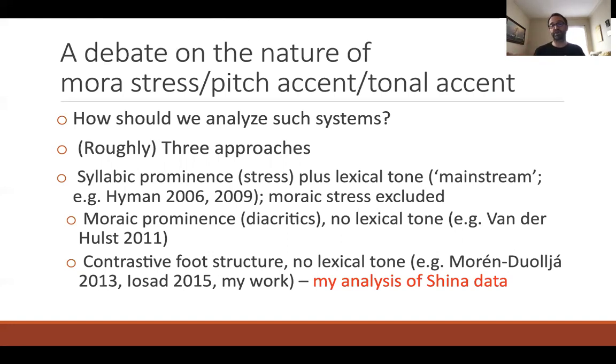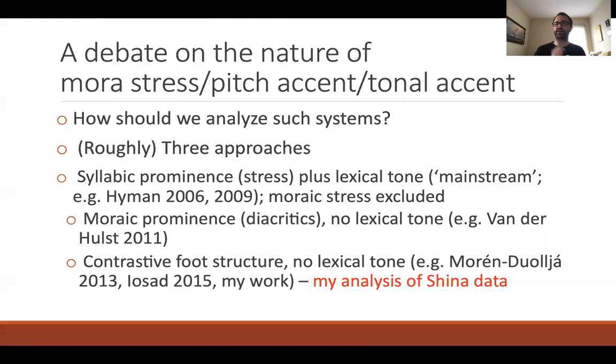is what I call contrastive foot structure, where we also work without lexical tone, right? I don't think I said that, but if you have moraic prominence and you can have stress on the first or the second part of a vowel, you do not need to make reference to a lexical tone. So it's like a trade-off relationship, right? And the third approach is to use contrastive foot structure, to not use lexical tone. Moenduolia has worked like that. Yosa 2015 has worked like that. I have worked like that. There will be more references later.